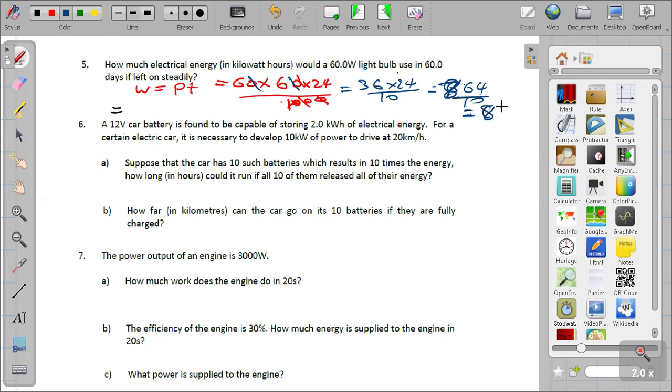It is going to be 86.4 kilowatt hours. Did you get the answer? Yes, sir. Okay.